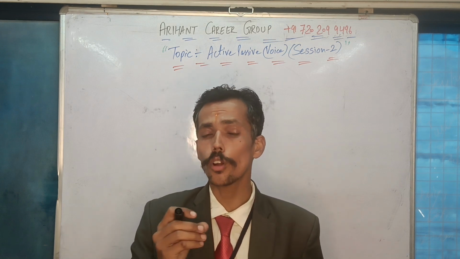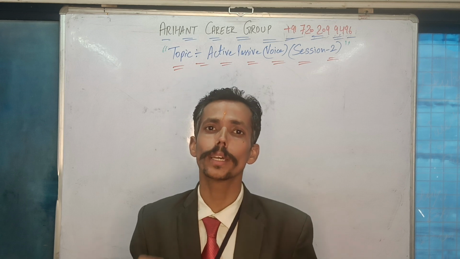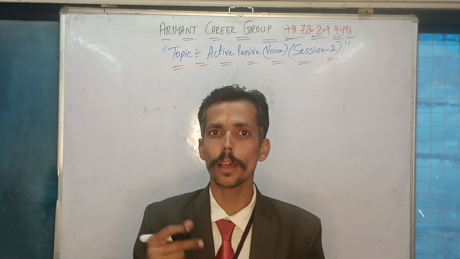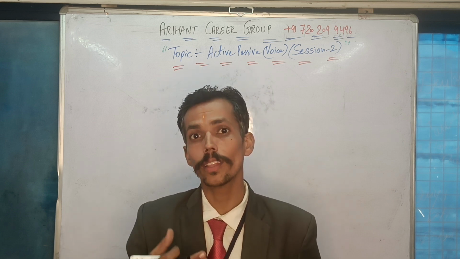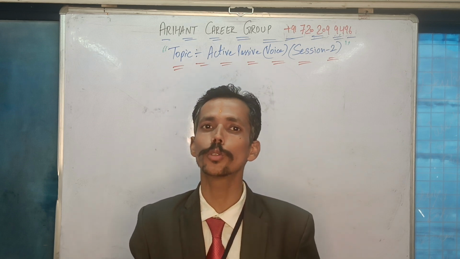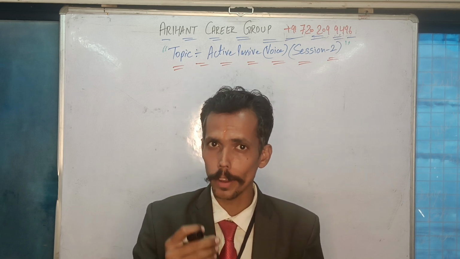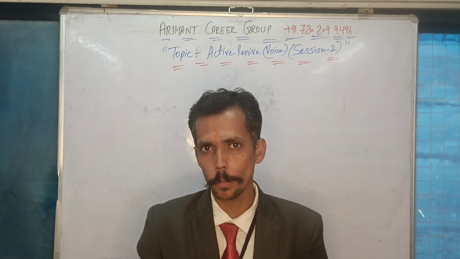Please note down that you are supposed to use shall be with I and we, which are the two subjects. That means with other subjects, you will be using will be plus third form. So please don't forget to watch my first video, my first session on active passive.